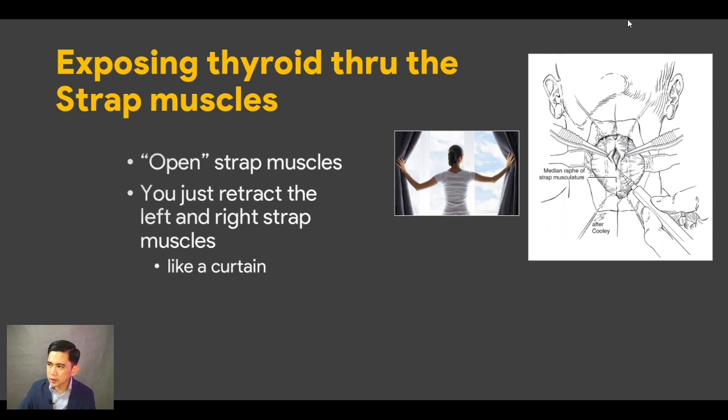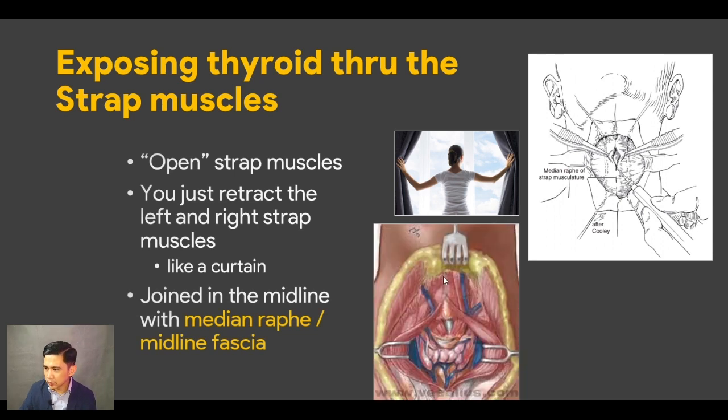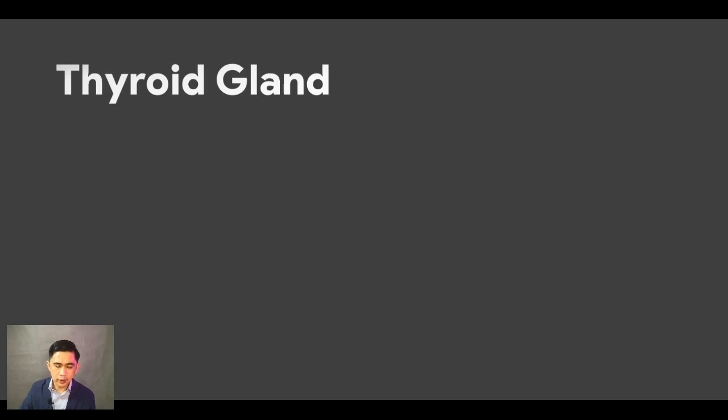to expose it, because it is joined at the midline by a thin fibrous tissue. We call it the median raphe. There's a median raphe over here, you just have to pull it sideways. Okay. It is an actual picture. These are the strap muscles, and we just go midline. After we retract the left and right strap muscles to the side, we will reach the thyroid gland. Okay, our gland of interest in this case.